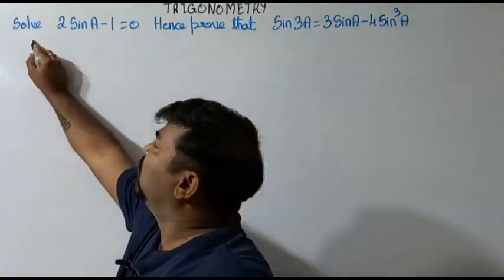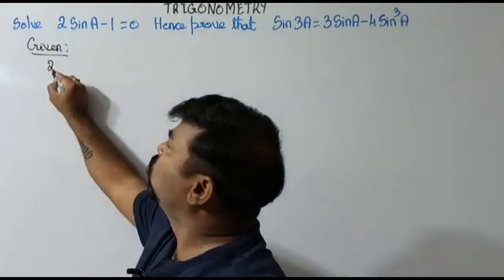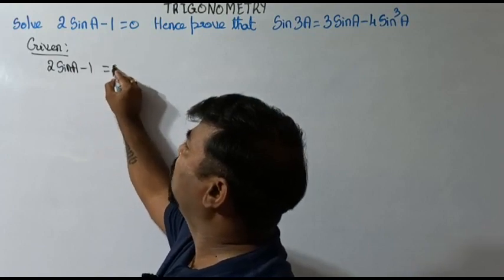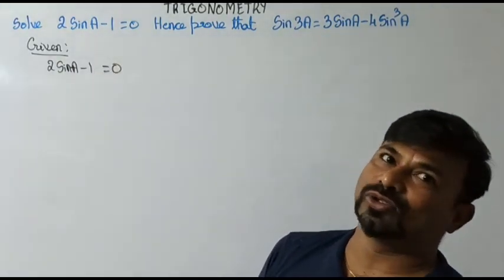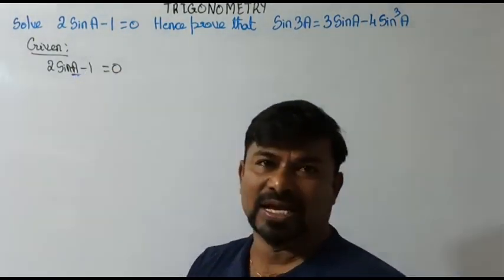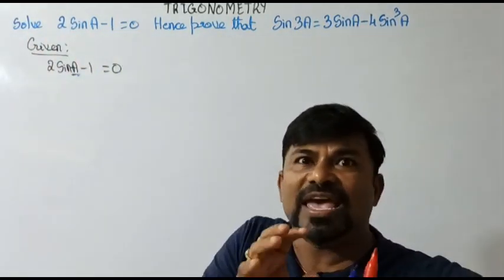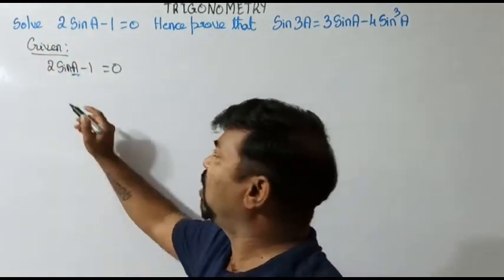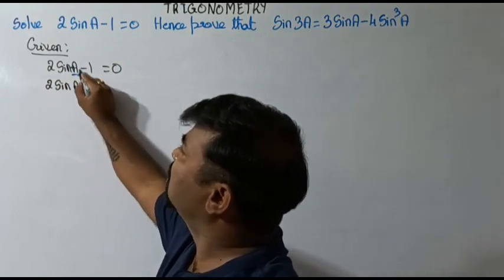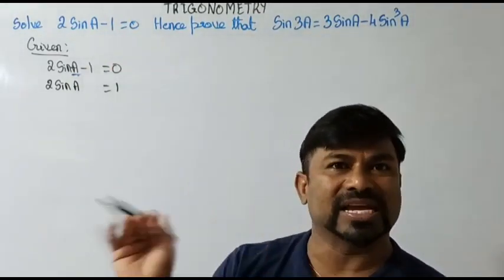So what is it saying? Given, 2 sin A minus 1 is equal to 0. What is he asking us to solve for? He is asking us to solve for the angle A. So one by one, you send the terms to the other side. Send everything to the other side. So what I am doing: 2 sin A, minus 1 I am sending to the other side, it becomes plus 1. Cool, first thing I have sent.